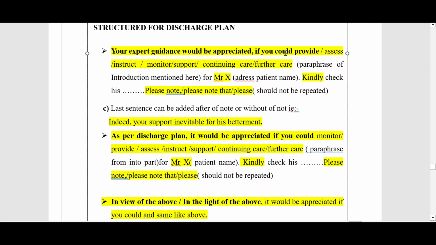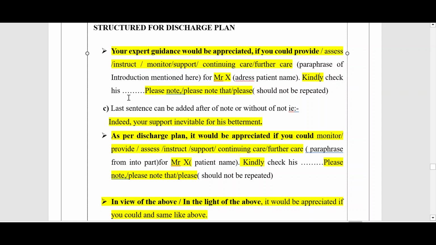Okay, this is a discharge plan note. Okay, if you could provide, then from this section till here, you have to write from the case note only, but the name of the patient depends on the case note again. So this is a keyword. I told you, right, some of the words you should use in the discharge plan. Kindly check.